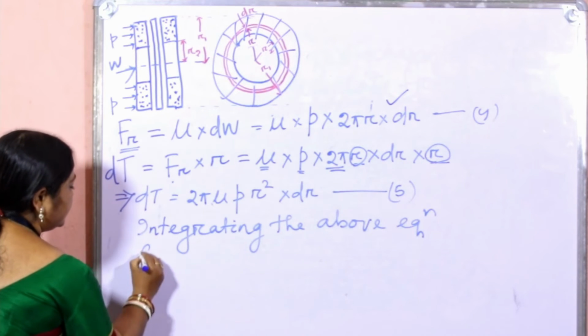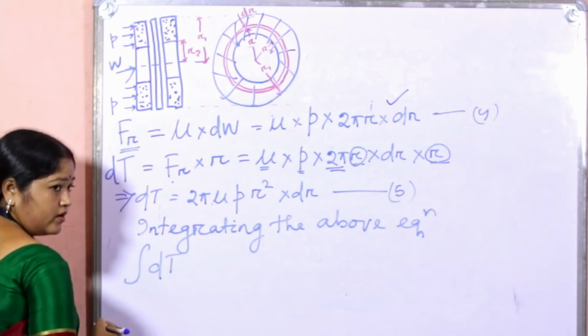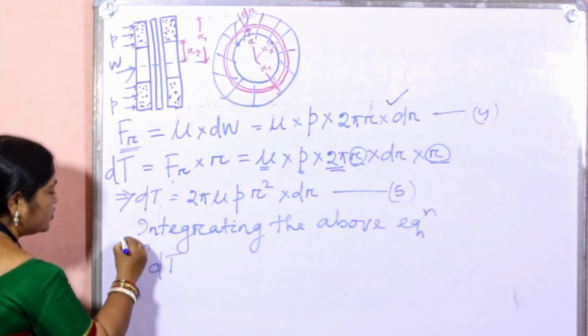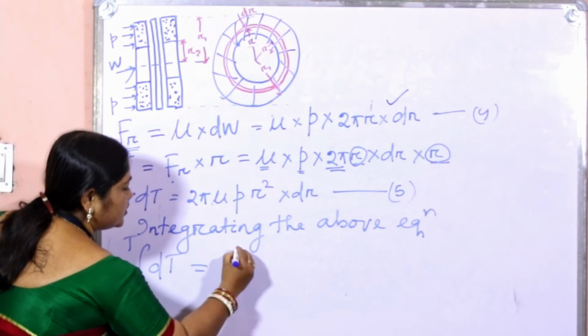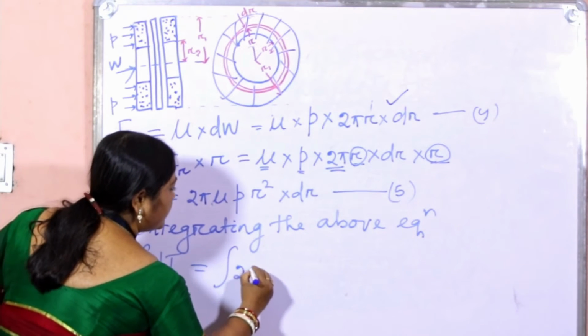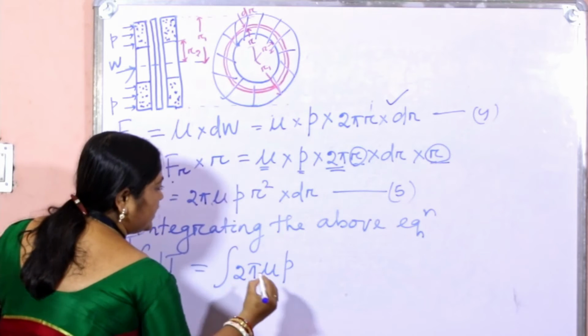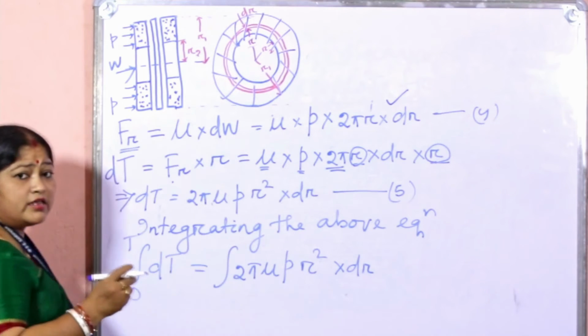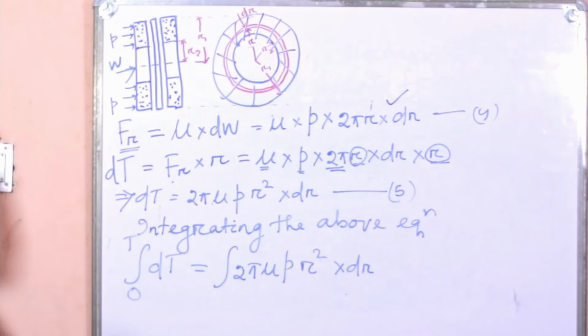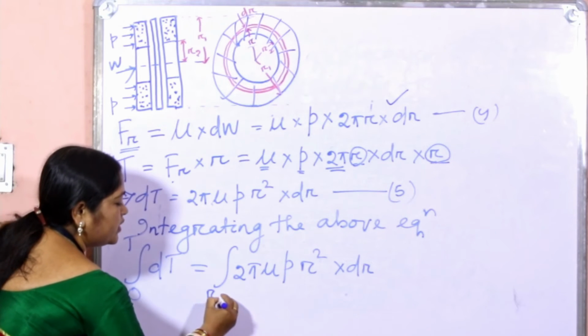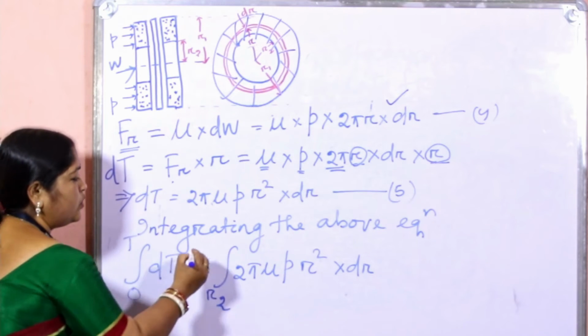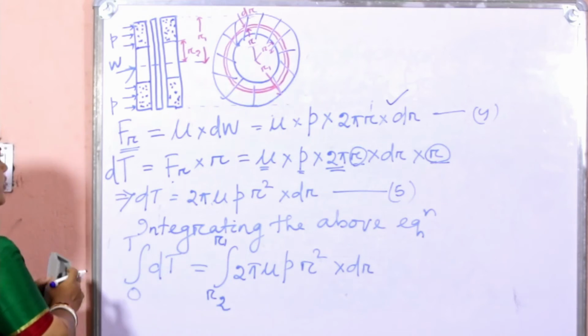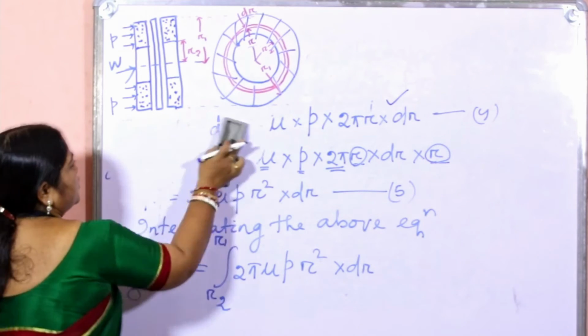Integration of dt, okay, from 0 to t, then integration of 2 pi mu p r square into dr. What is the range of integration? From the lower value to the higher value. Your lower value, that is inside radius r2 to r1. When we will integrate this equation, what we will get?